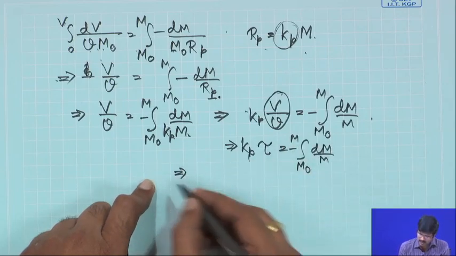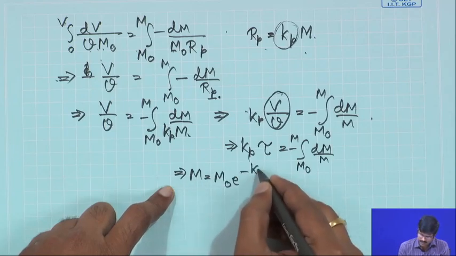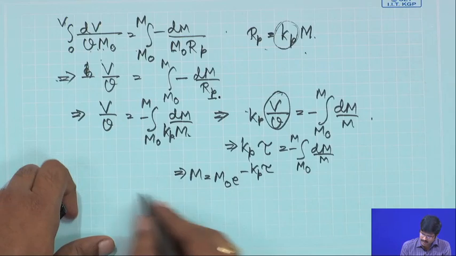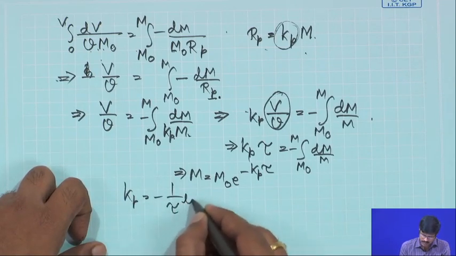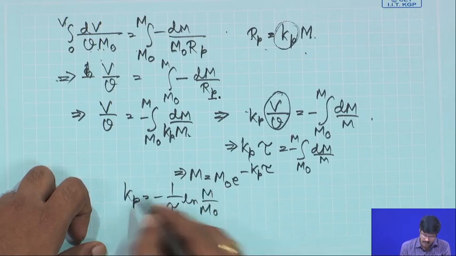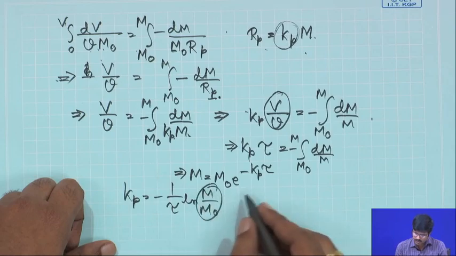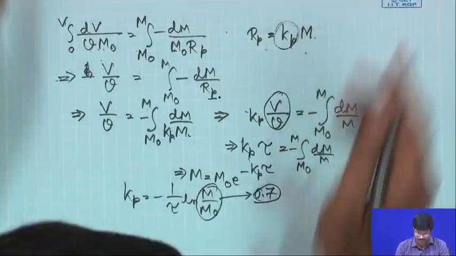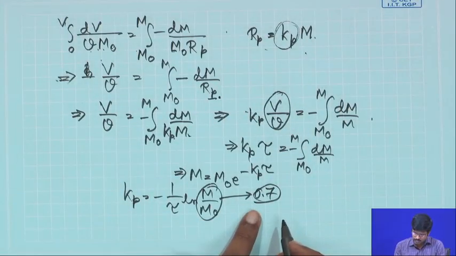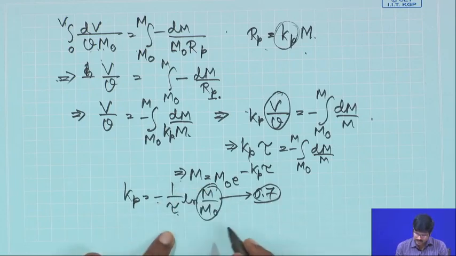If you do the integration, ultimately what you will get is m equals m0 into e to the power minus Kp tau, and also the value of Kp, which will be nothing but minus 1 by tau ln m by m0. You are trying to find out the value of Kp here. Now, m by m0 you already know, it is 0.7, because you are looking for 30% conversion. So, it will be minus 1 by tau ln 0.7.